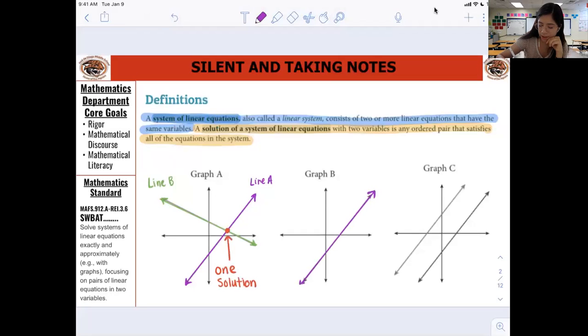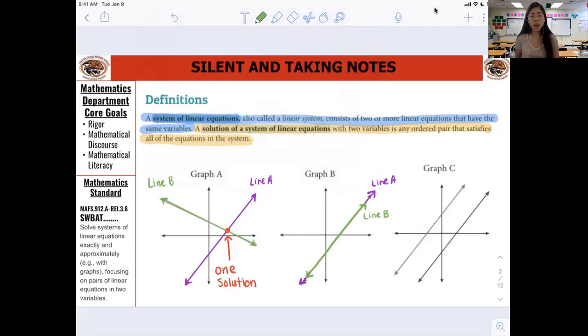I want you guys to think of this as one line, line A, and then another line kind of just right smack on top of it. So this is still a system. It's just that both of the lines are located in the same exact spot. They are one right on top of the other.